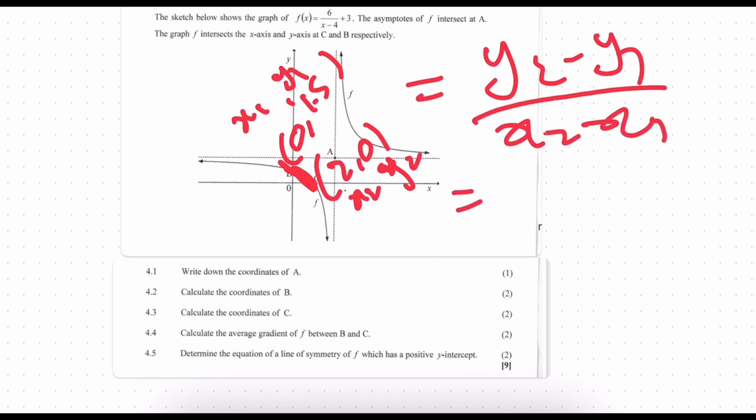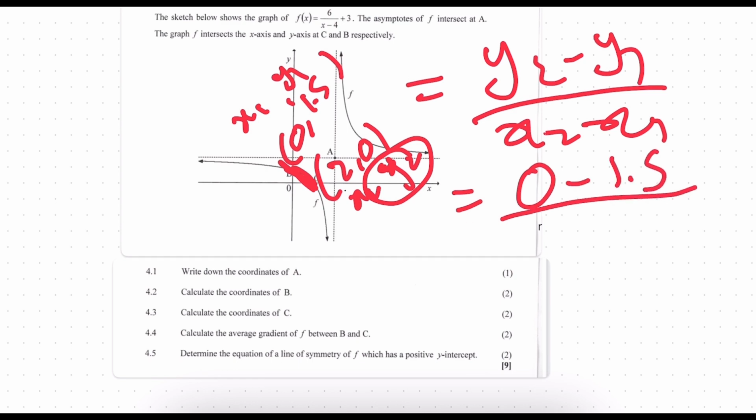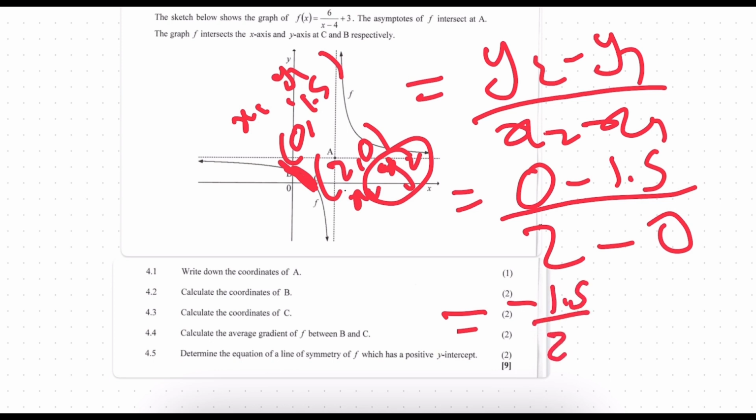It depends which point you call point 2, but be consistent. So my y2 will be 0 minus 1.5. My x2 will be 2 minus 0. So it will literally be minus 1.5 divided by 2, right? Yeah, I'd like to think so.